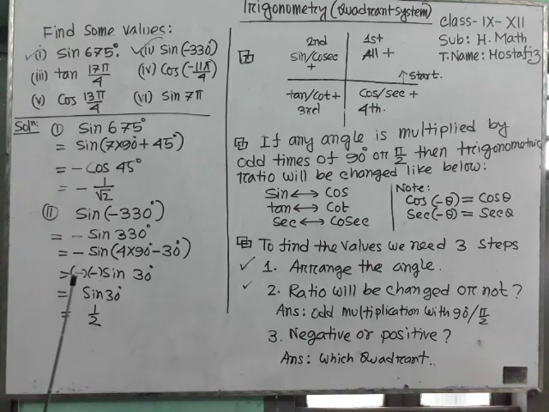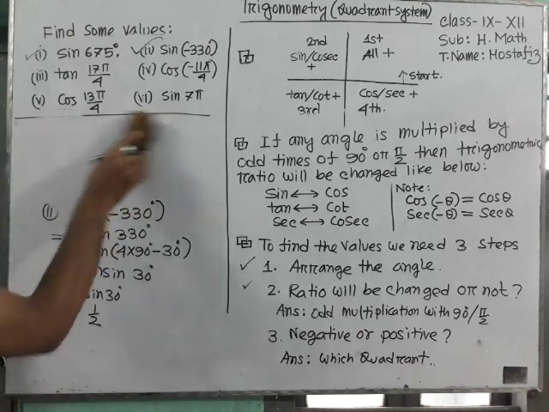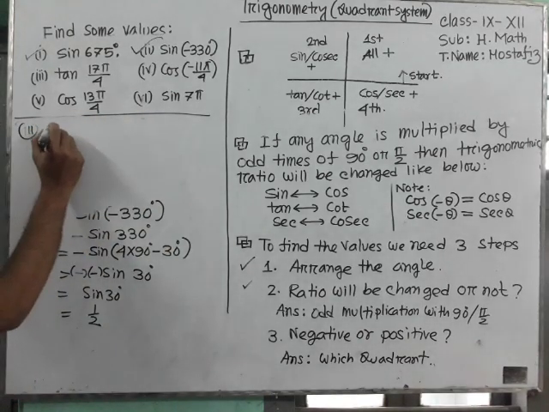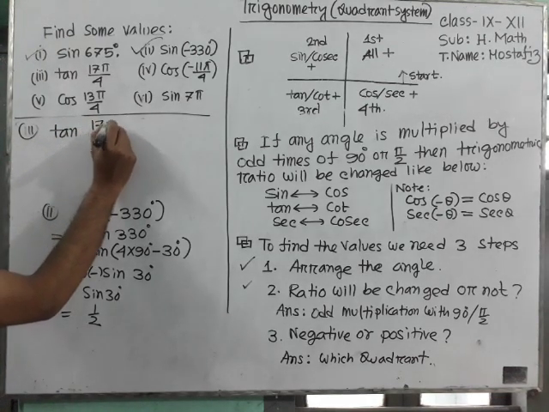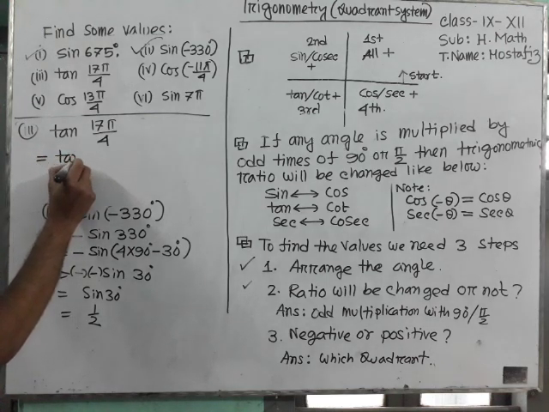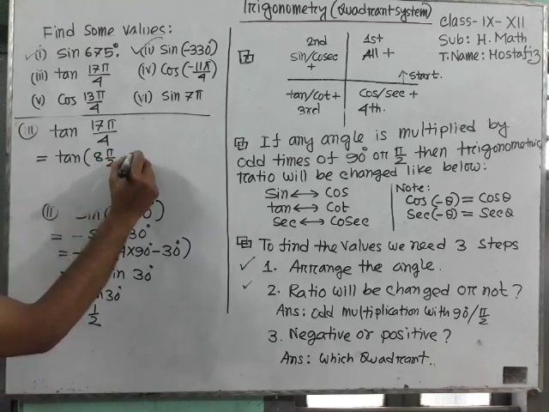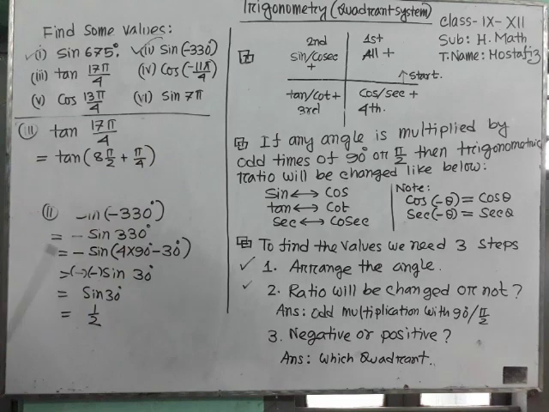Now suppose tan 17 pi by 4. So it will be 8 pi by 2 plus pi by 4. I have arranged it.